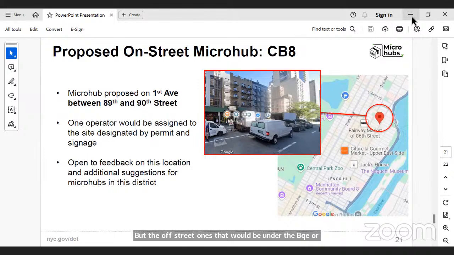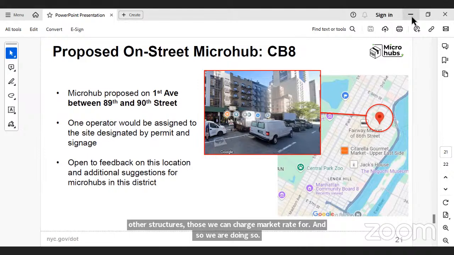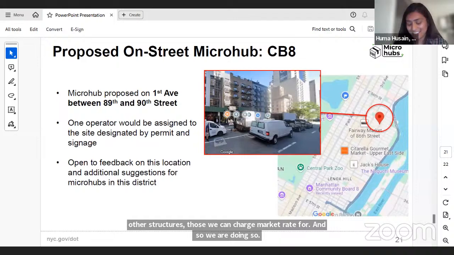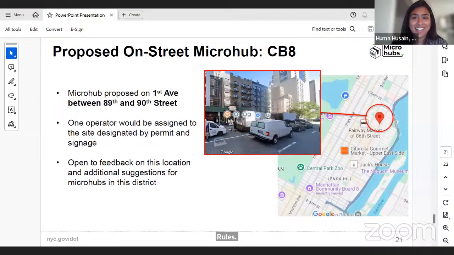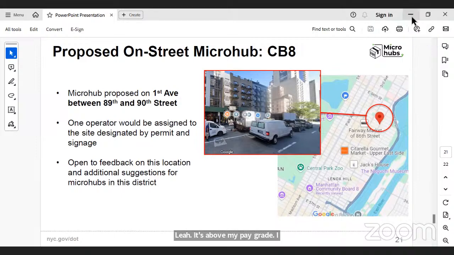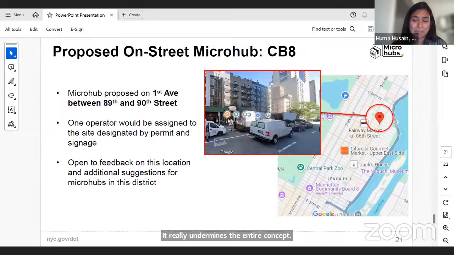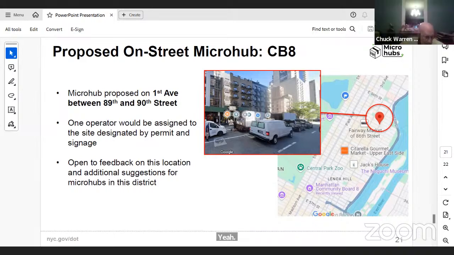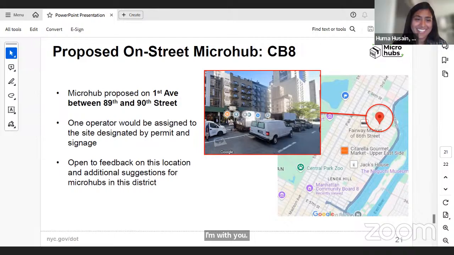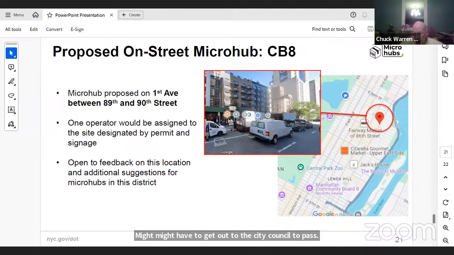What has to happen for that to be rectified? I mean, who makes the rules? Legislation? I mean, Leah, it's above my pay grade. I don't even know. It really undermines the entire concept. Yeah, I'm with you. You might have to get the city council to pass. Yeah. Right. All right, thank you, Leah.